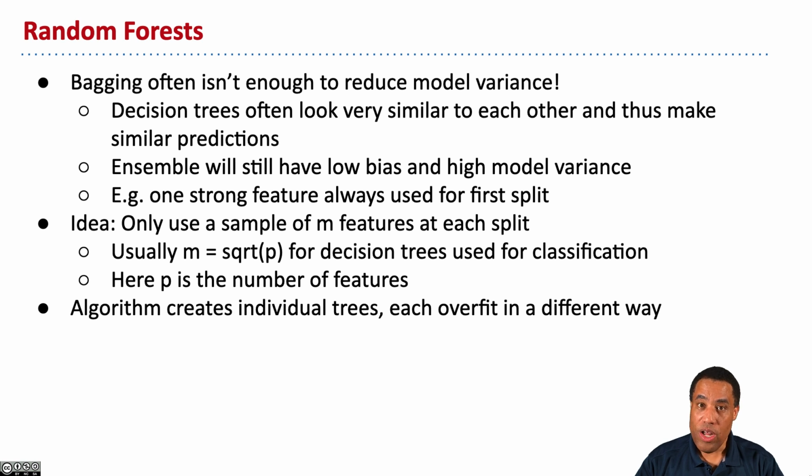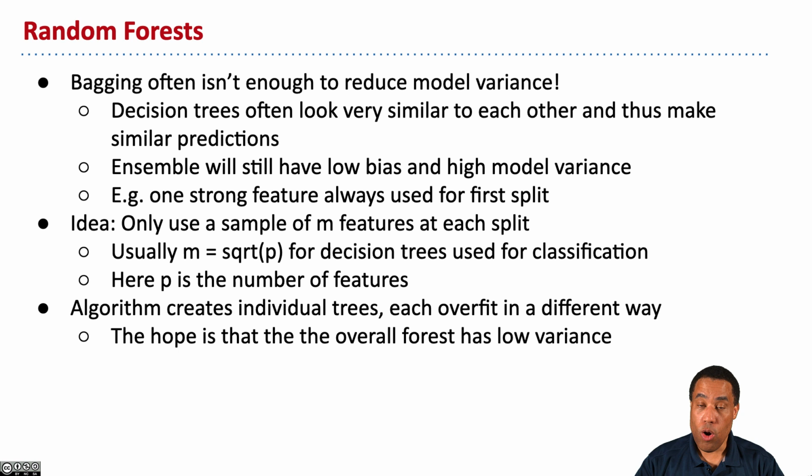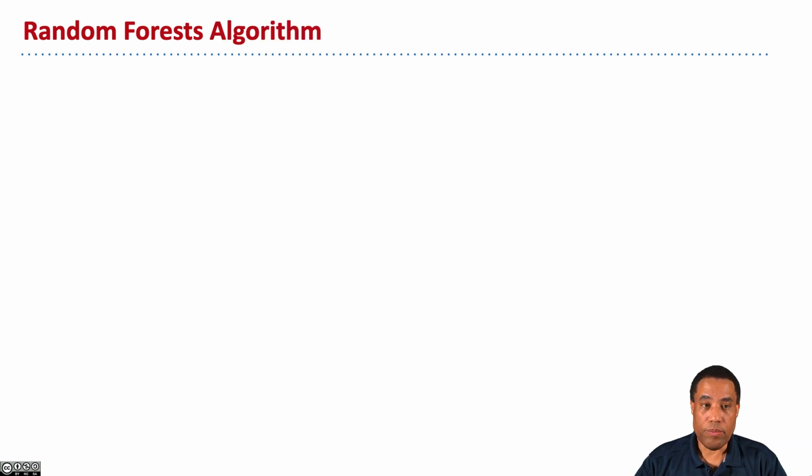So now the algorithm is going to create individual trees that are each going to overfit their data, but in a different way, because at each step, they're using a different random subset of those features. So the hope is we end up with the wisdom of the crowds, and the overall forest has low variance in it. Okay, so let's go over what our algorithm will look like.